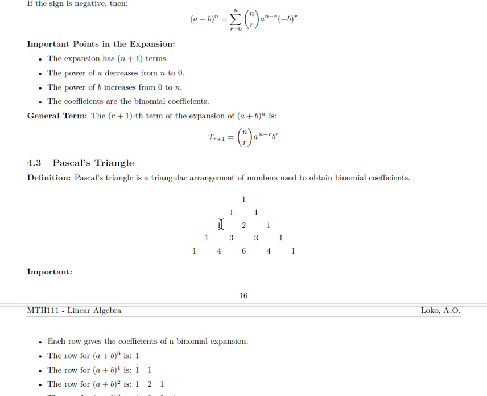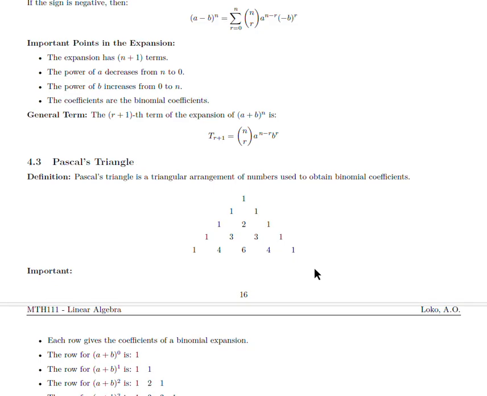But for the middle terms, we'll sum 1 plus 2, 3. 2 plus 1, 3. Begin with 1, end with 1 again. The middle terms, 1 plus 3, 4. 3 plus 3, 6. 3 plus 1, 4. We can keep going. Go to the next one. It will be 1, 5, 10, 10, 5, 1, and so on.